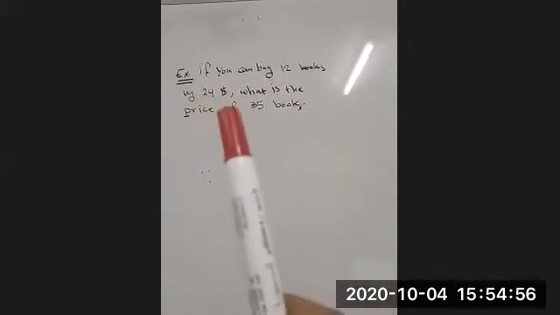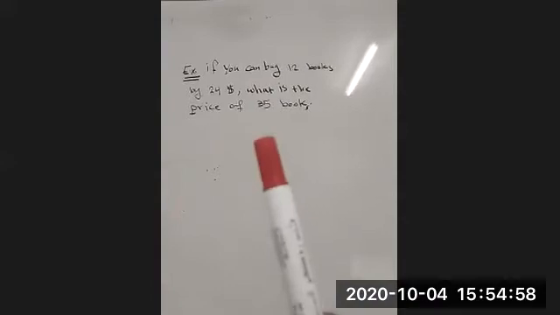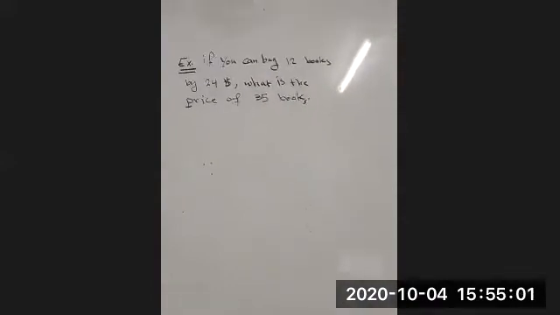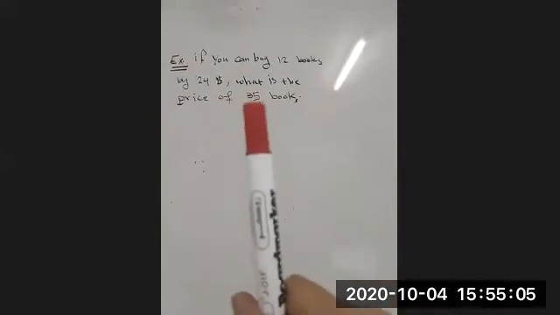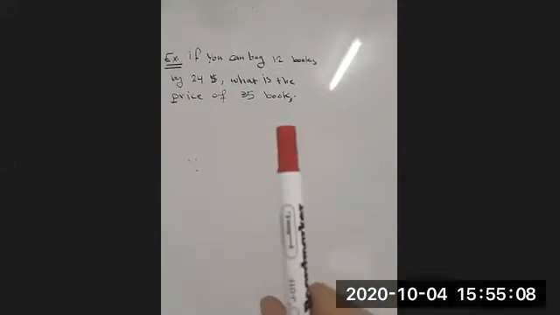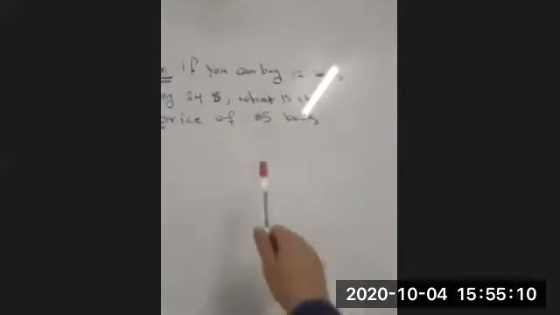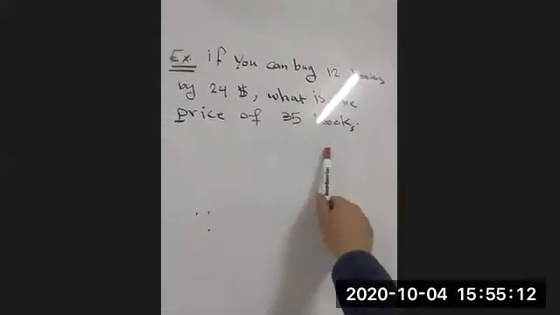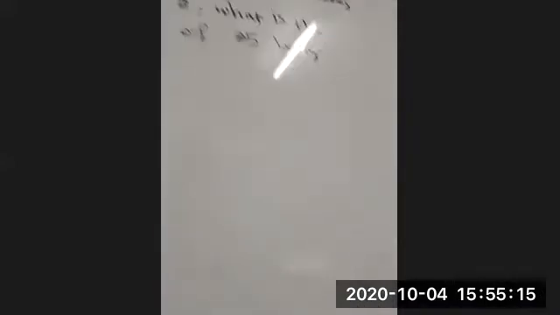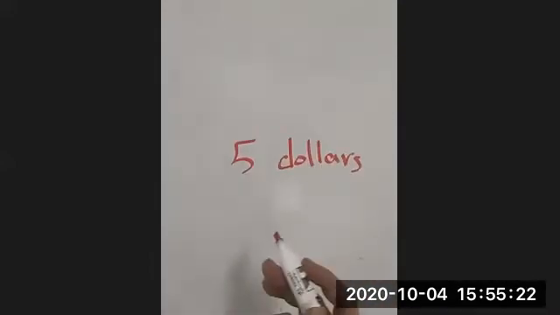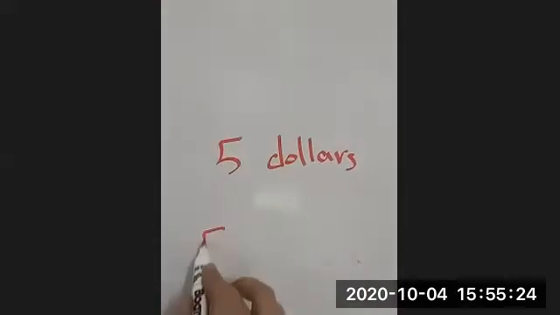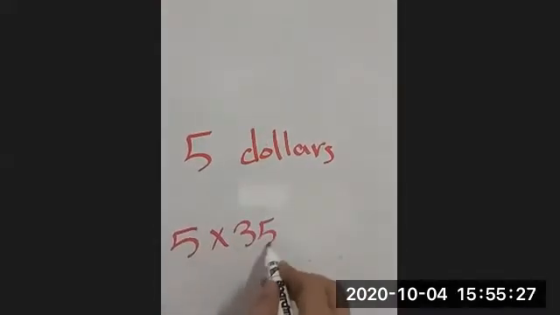If you can buy 12 books for $24, what is the price of 35 books? Again, if you can buy 12 books for $24, what is the price of 35 books? Now, to know the price of the 35 books, we need to know the price of one book. For example, if the price of one book is $5, then simply to know the price of the 35 books, we can multiply 5 by 35, right?